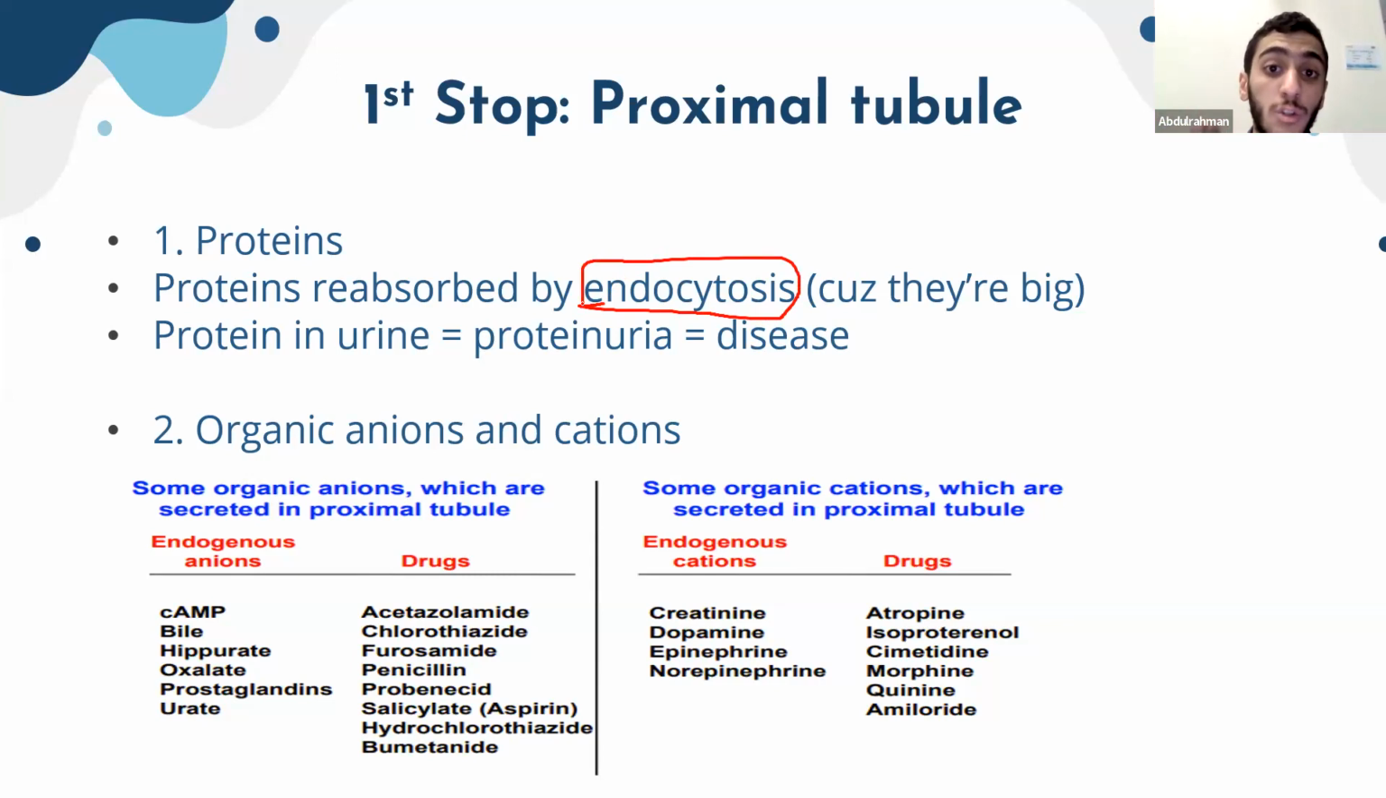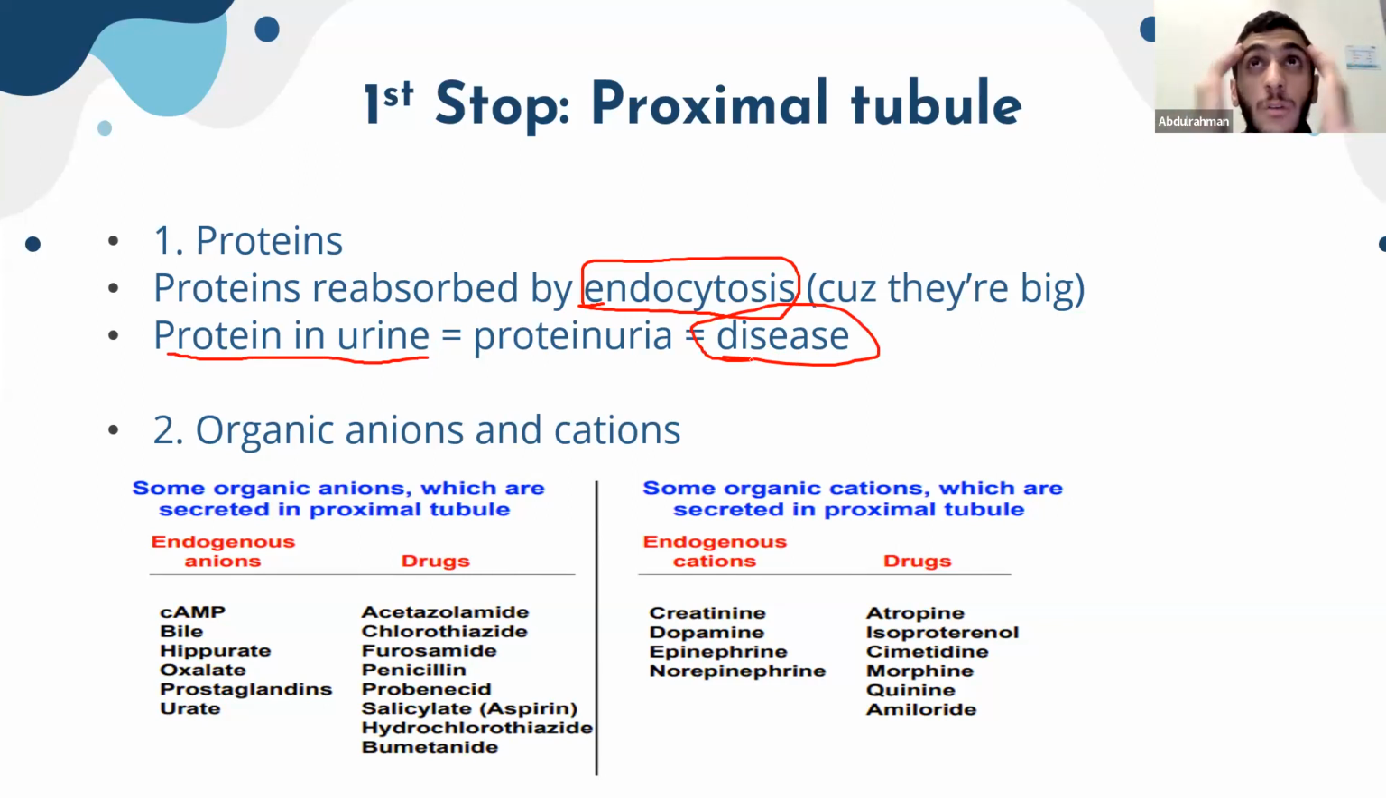Proteins are moved by endocytosis in the proximal tubule because they're important. In the case that proteins fail to be reabsorbed, why do proteins need to be reabsorbed? Because if we find protein in the urine, this is a sign that there is a disease in the body.